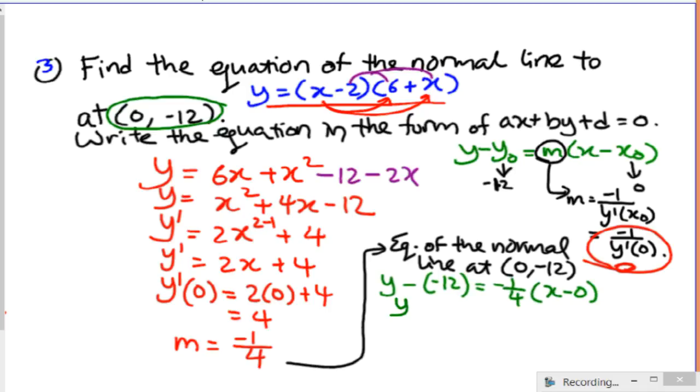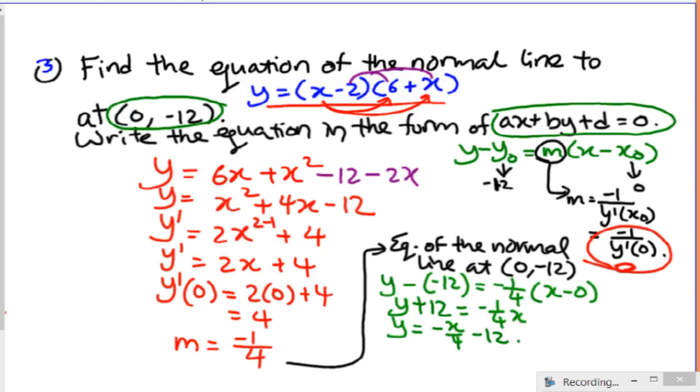So that will become y plus 12 equal to -1 over 4 x. Over here is -1 over 4 times -0, which means 0. So I have y equal to -x over 4 minus 12. Is this the answer? Well, check the question again. Write the equation in the form of this. Aha, I need to put it into this form, and remember that a, b, and d usually are going to be integers.